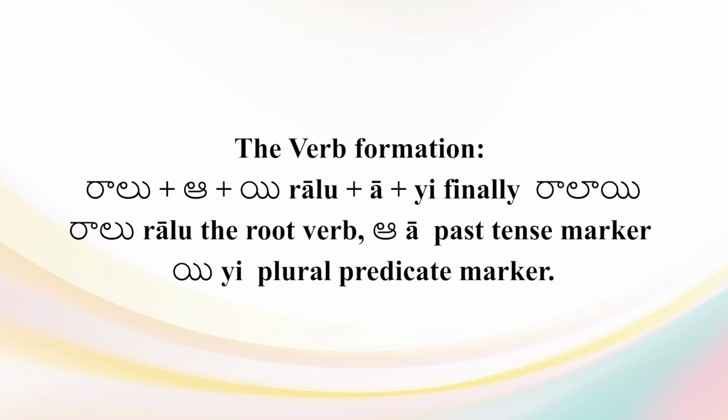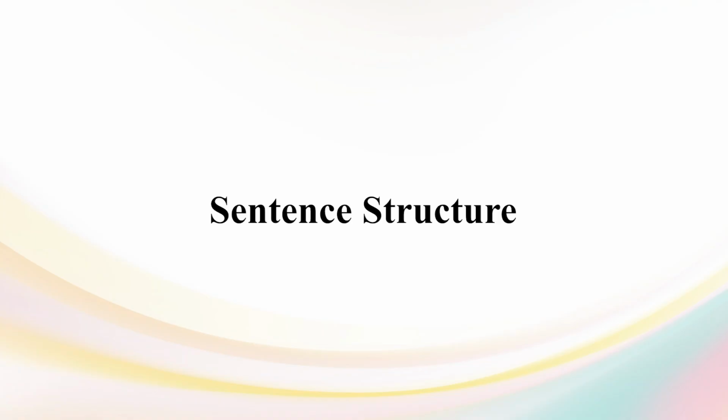The verb formation: ralu plus a plus e, finally ralayi. Ralu the root verb, a first tense marker, e plural predicate marker. Ralchu, which means to drop something, is a transitive verb. See the sentence structure here. Telugu follows a subject object verb, which means SOV pattern, word order where the subject precedes the object and the verb comes last as the head of the sentence.